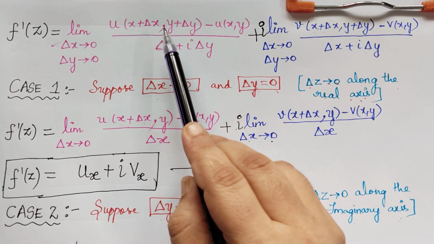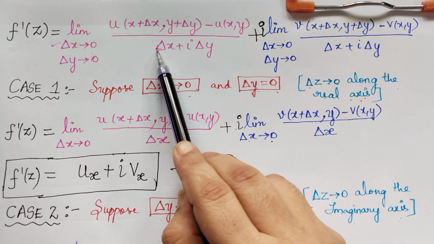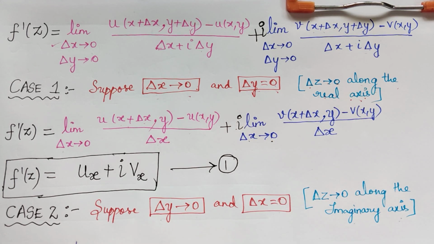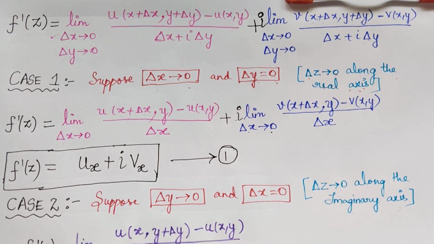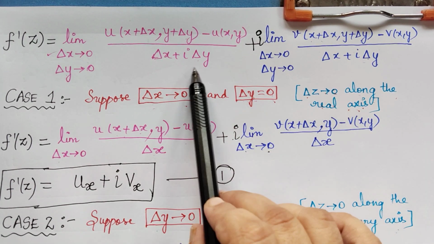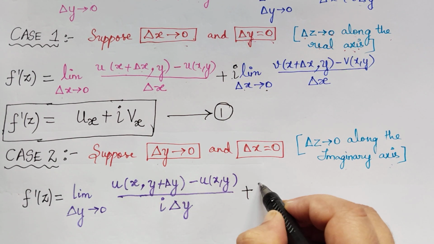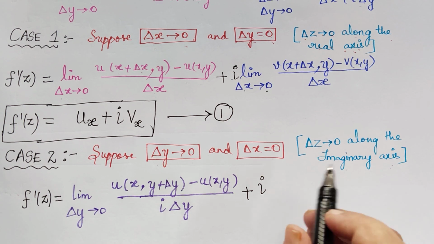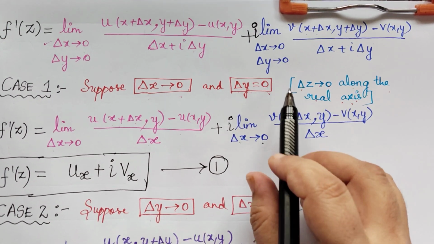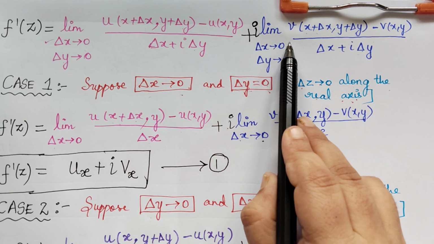u of x comma y plus delta y minus u of x comma y, and this will be 0 plus i delta y. So I have written that here. Wherever I had delta x, I have equated it to 0, and the remaining I have taken and written in this. Plus i multiplied with plus i, and now again we will have the limit of delta x equal to 0, so we need not write it.